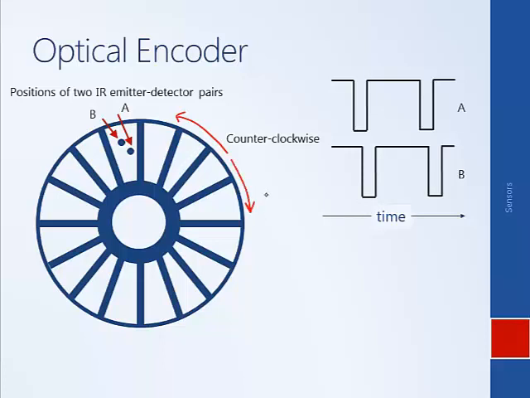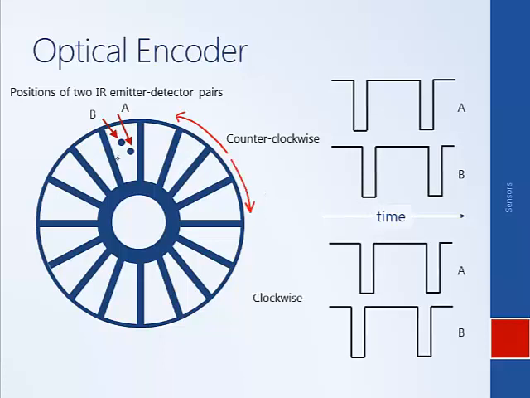If we're rotating in the opposite direction, however, clockwise, then this material will hit the pair at location B first, then the pair at location A second. Therefore, channel B will go low first, and then channel A will go low. Therefore, looking at these two pulse trains, looking at which of the pairs goes low first, we're able to determine the direction that the encoder is moving. If we add additional channels, we can also improve the resolution of the encoder: how many pulses we get for a given change in angular displacement.